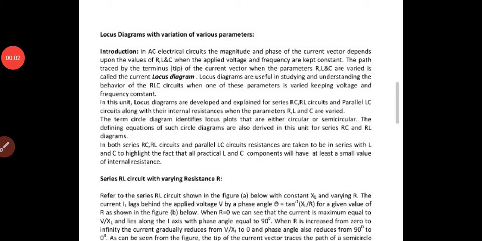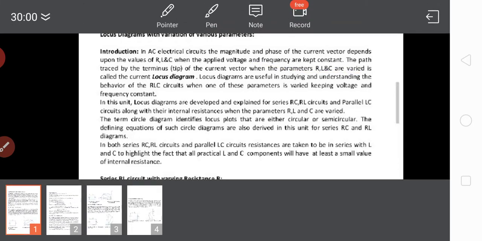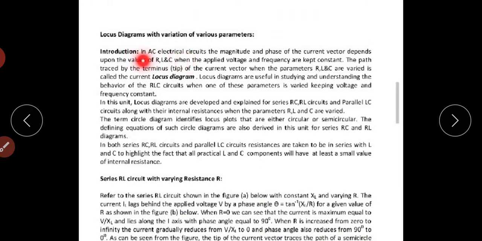Okay, now I would like to explain the locus diagrams with variation of various parameters. In electrical circuits, the magnitude and phase of the current vector depend upon the values of resistance, inductance, and capacitance when the applied voltage and frequency are kept constant.